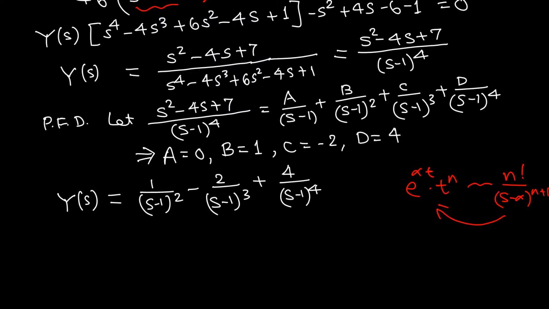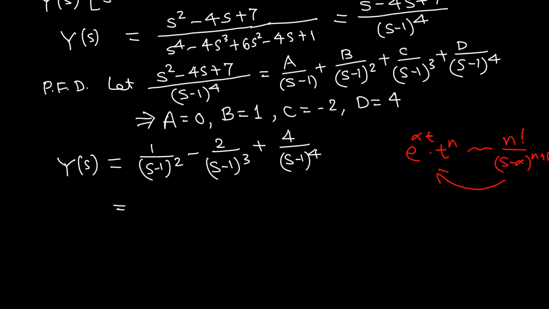1 factorial is 1 over s squared. That's good, so I won't do anything. This one is Laplace of e to the t times just t. Laplace of t would be 1 over s squared, but e to the t shifts that s to s minus 1. Next, 2 over s cubed would come from t squared, but with s minus 1, that's e to the t times t squared.